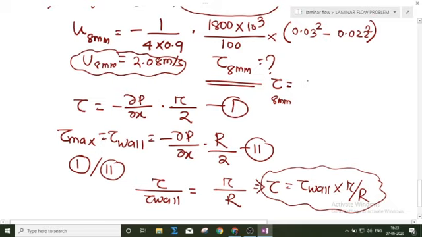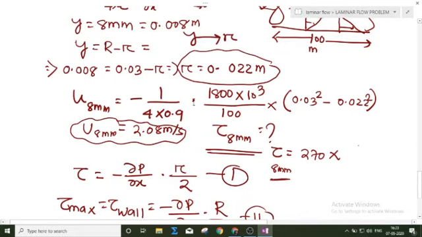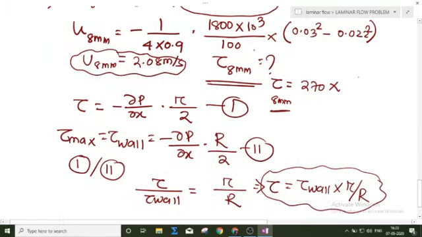Wall shear stress is how much? This is 270, which we have already found out. Multiplied by small r, at what distance? Because this is y, this y is converted into r. What is the r value we got here? The r value we got here is 0.022, divided by capital R.